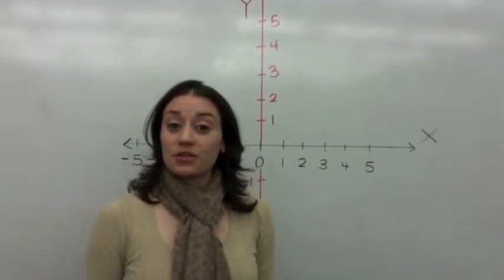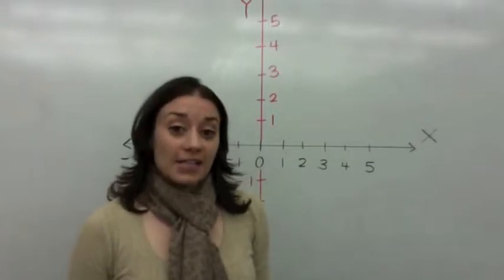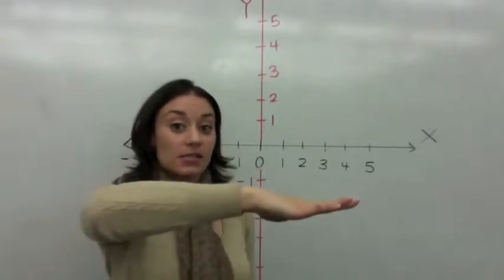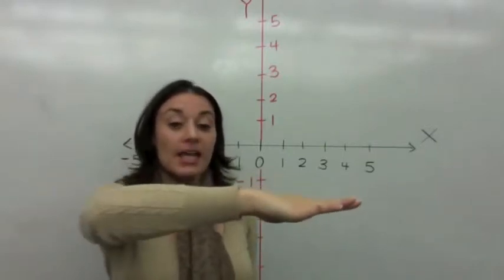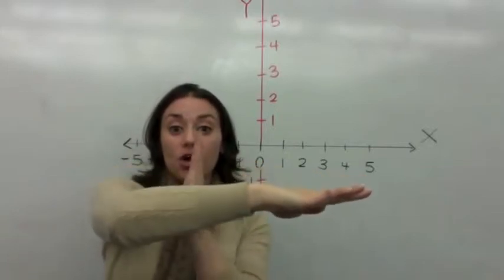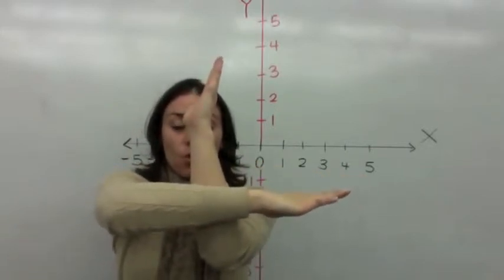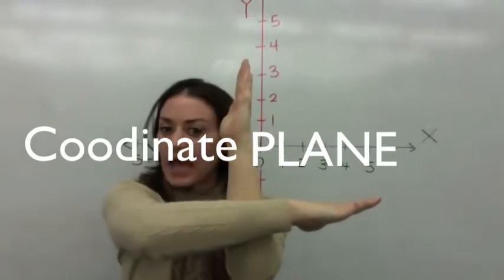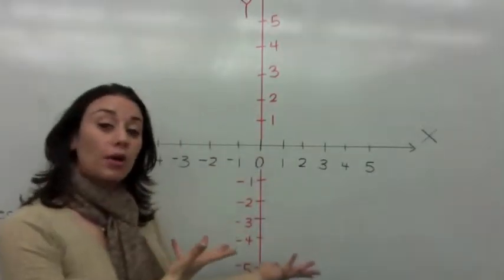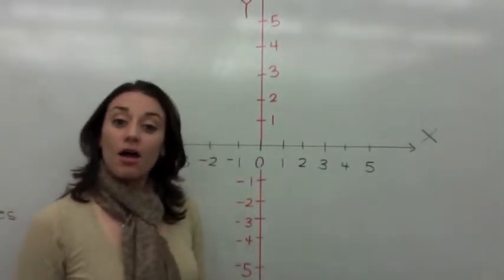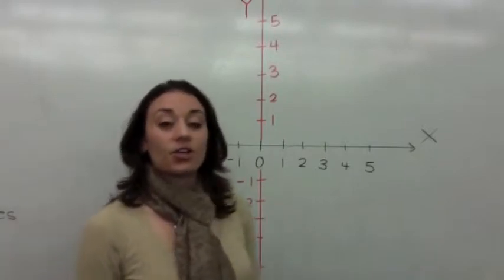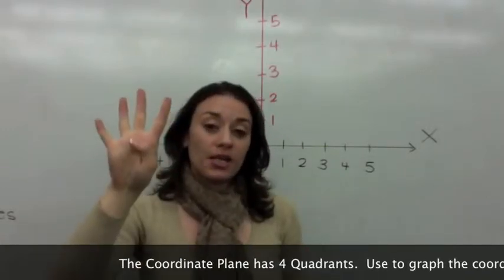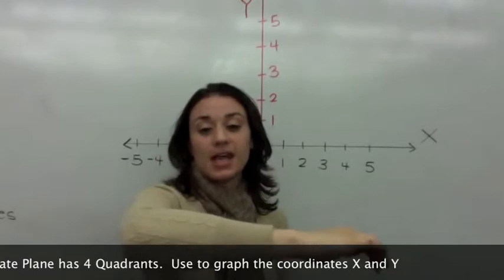So let's check to see if you understand. The x-axis, is it horizontal or vertical? Show me with your arms. X-axis, like this? Yes, goes side to side. Now, a y-axis goes vertical. When you have an x-axis and a y-axis, you have made the coordinate plane. When you see a coordinate plane, you're going to put your arms like the axes and sing this song. The coordinate plane has 4 quadrants used to graph the coordinates x and y.